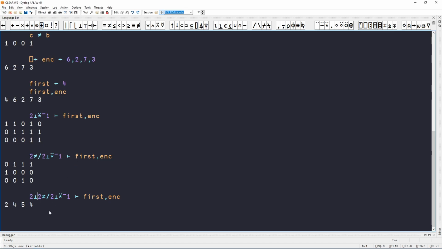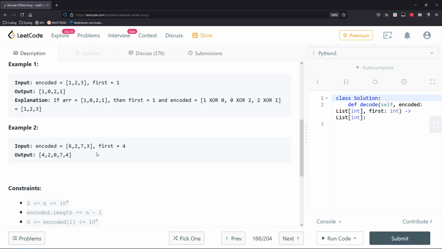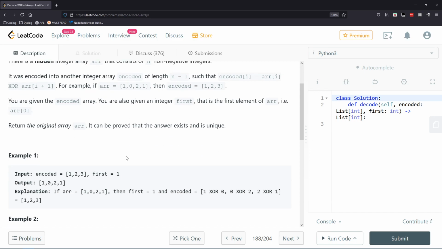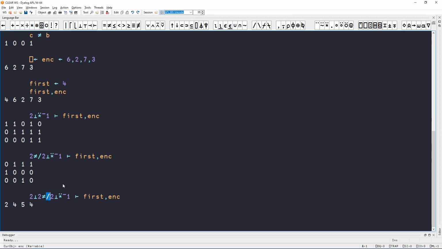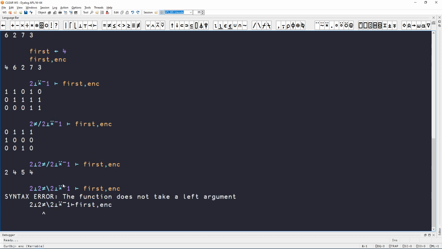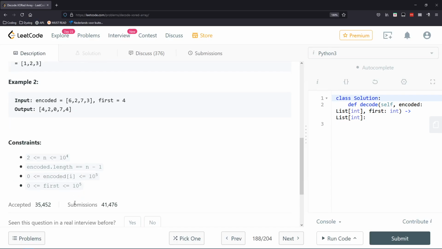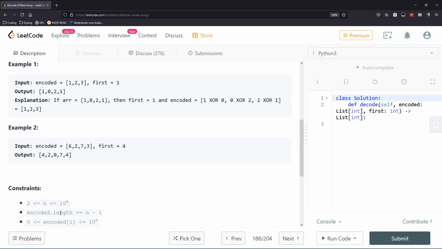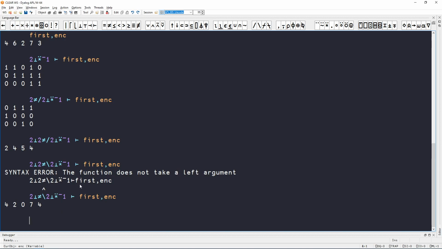Oh wait, the output isn't this. What am I doing wrong? Sorry about that. Yeah, right, let's see if this is what I meant to do. No, it wasn't. Yeah, because this is not like that. 4, 2, 0, 4. Yeah, my bad. Okay, cool. So the problem was that I described the wrong thing.